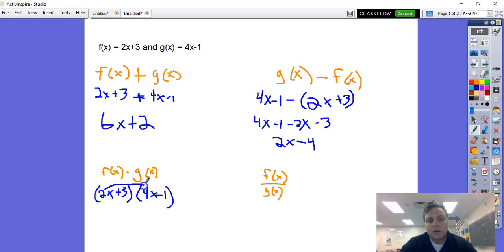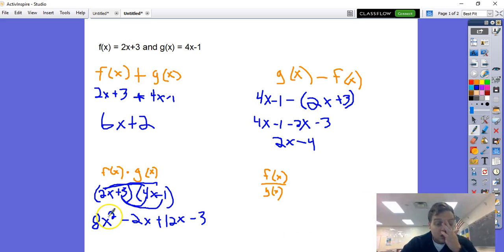So I'm going to say 2x times 4x, which is 8x squared. And I'm going to say 2x times negative 1, which is negative 2x. And I'm going to say 3 times 4x, which is 12x. And then I'm going to say 3 times negative 1, which is negative 3. Whoops, that just popped up.